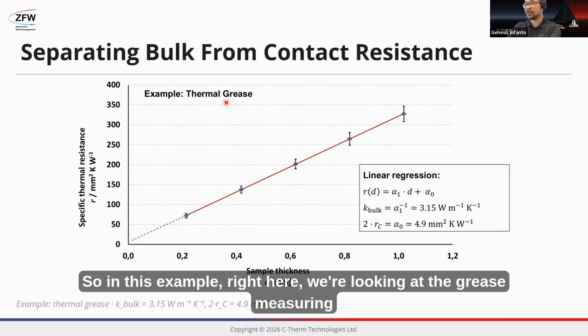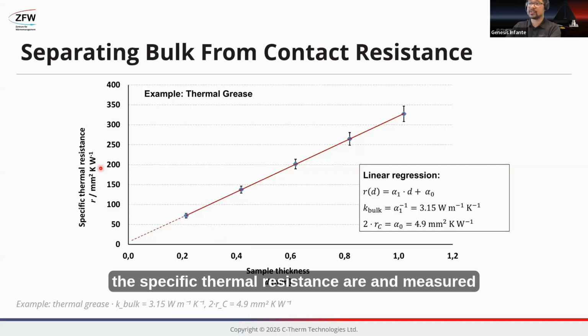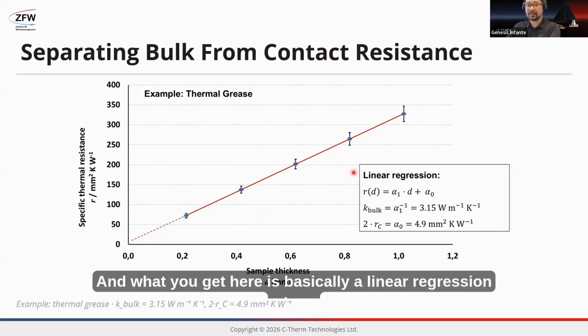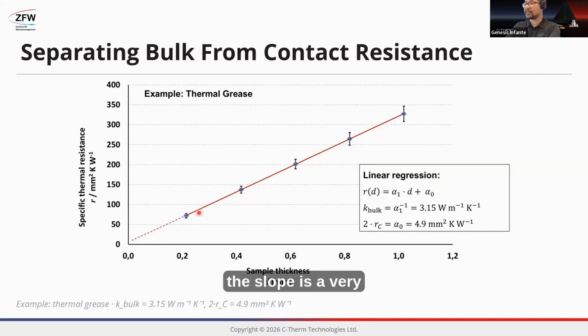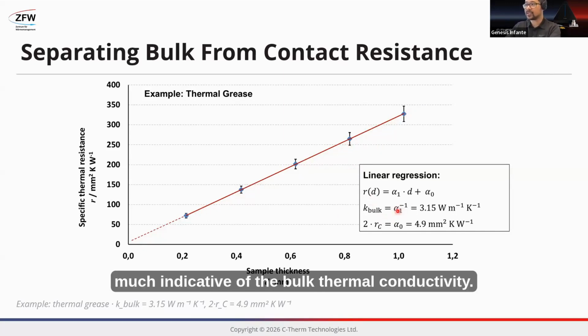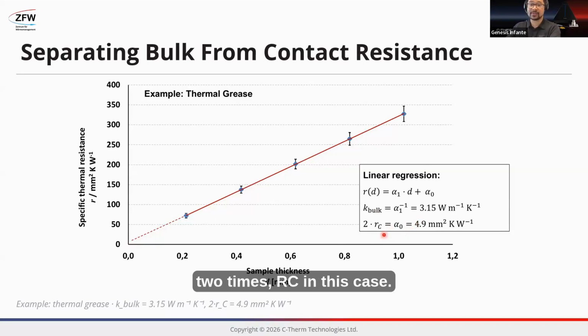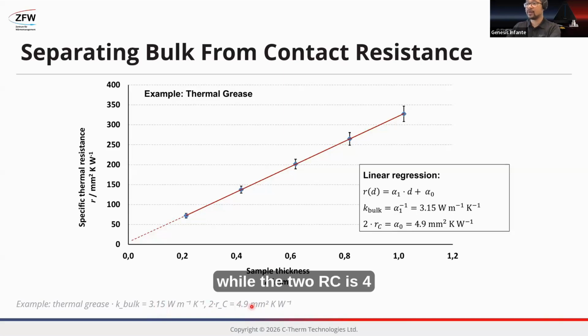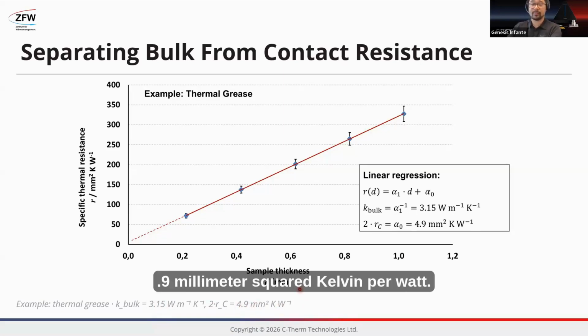So in this example right here, we're looking at the grease, measuring the specific thermal resistance R, measured across different thicknesses, right? And what you get here is basically a linear regression where the slope is very much indicative of the bulk thermal conductivity, and the y-intercept is the contact resistance, or two times RC in this case. So you can see that the final value here is that the bulk conductivity is 3.15, while the 2RC is 4.9 millimeter squared Kelvin per watt.